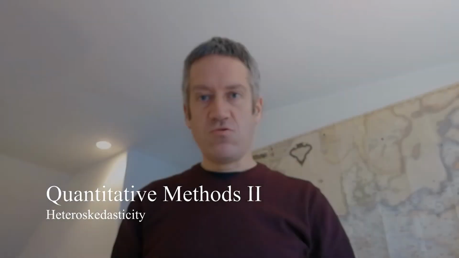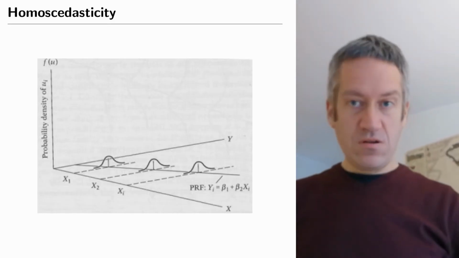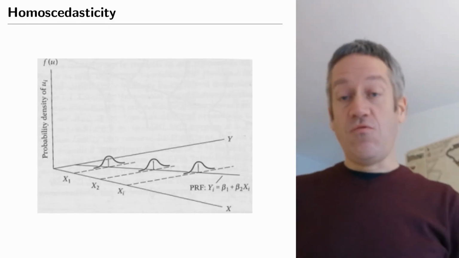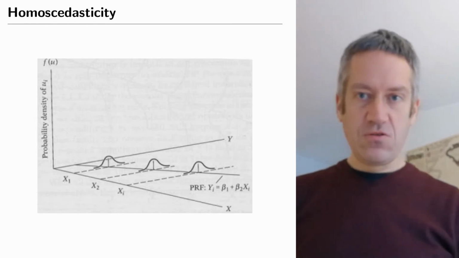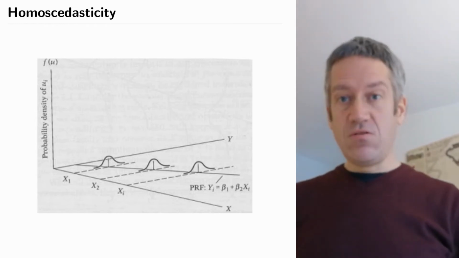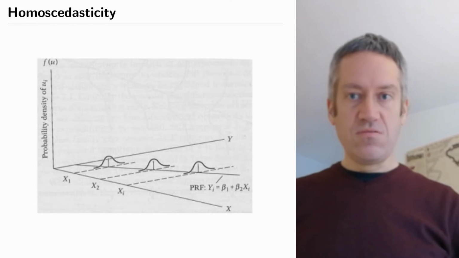In this video, I want to talk about heteroskedasticity. But let's first start with the opposite situation, which is homoscedasticity. Homoscedasticity means that along the regression line, so for different values of y and for different values of x, the variance of the error term is constant.